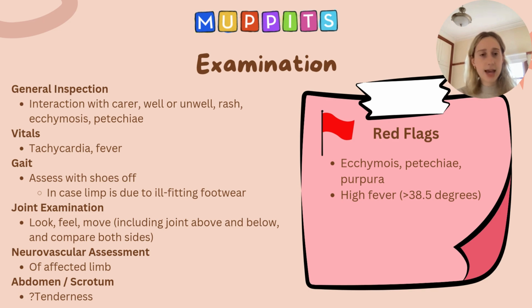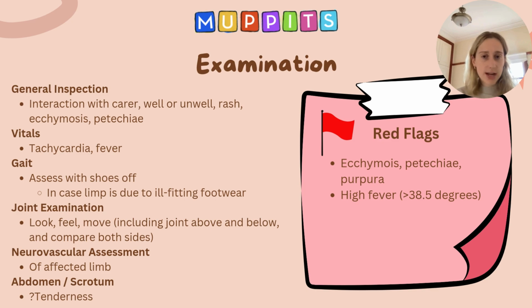Then assessing our patient's gait. First of all, can they bear weight? Because if they can, that really reassures us that it is most likely not septic arthritis. Ask the patient to take their shoes off because sometimes, I guess, with kids, their feet grow really quickly, so they might actually just have ill-fitting footwear.